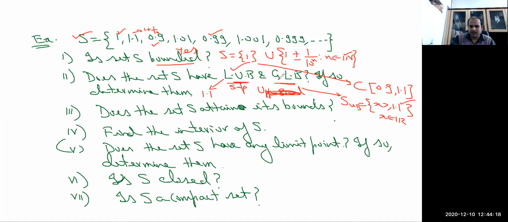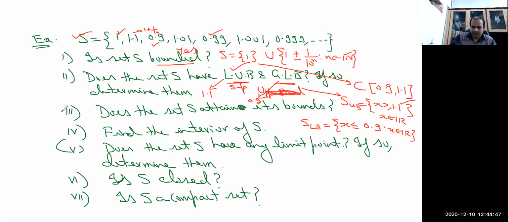Similarly, one can find the set of lower bounds. The set of lower bounds of the set S is all those x which are less than or equal to 0.9, where x belongs to R. So among all these lower bounds, the largest one is 0.9. So I can say that its greatest lower bound is 0.9.